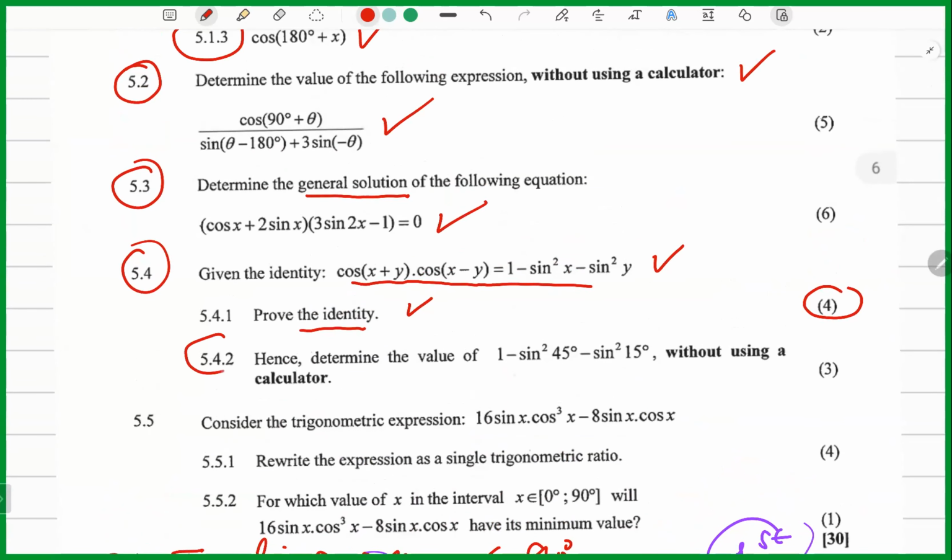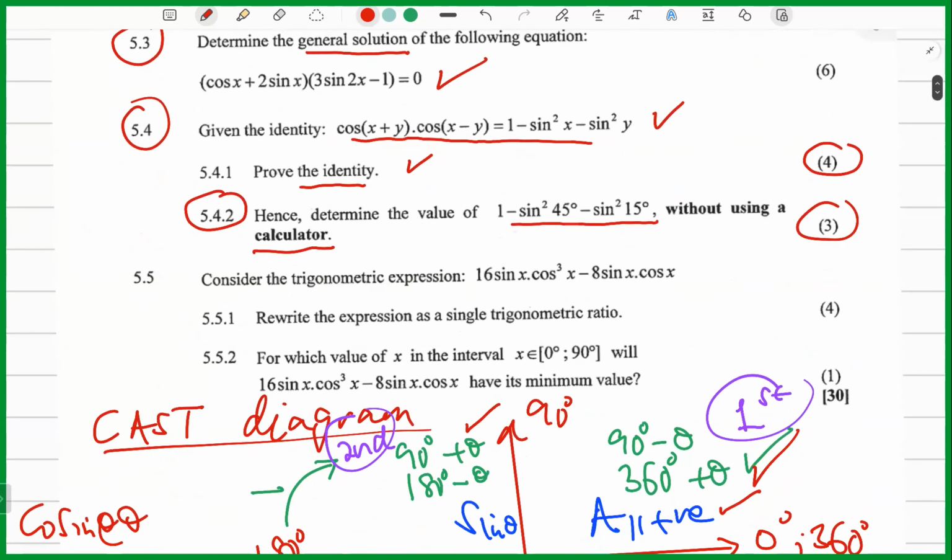So we've proven the identity, and now the examiner continues to say, hence determine the value of 1 minus sine squared 45 minus sine squared 15 without using a calculator. 3 marks for that. This one is pretty easy and straightforward. Let's get the marks and get the distinctions. So, 5.4.2.